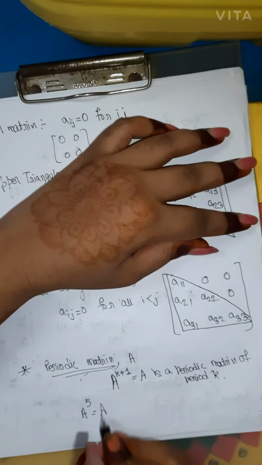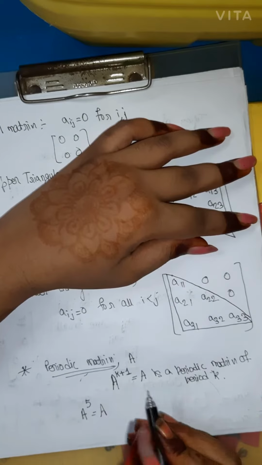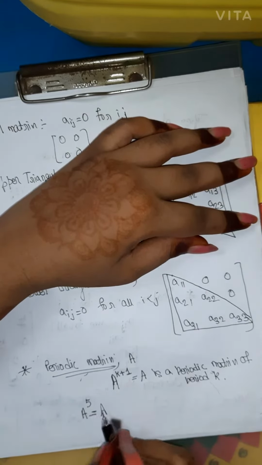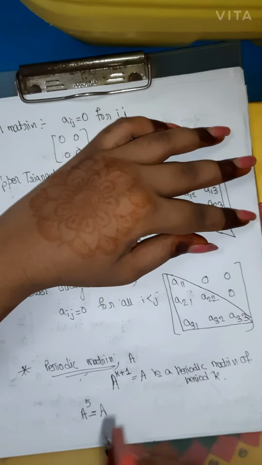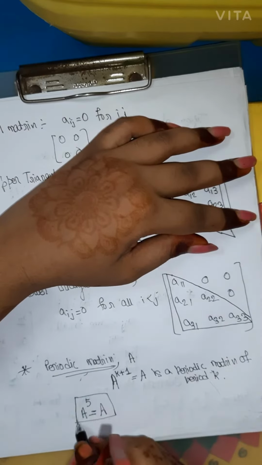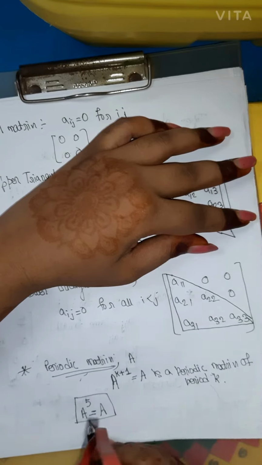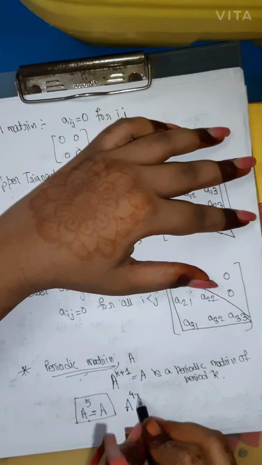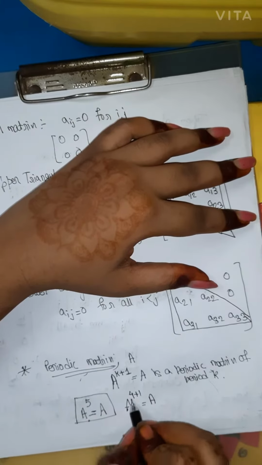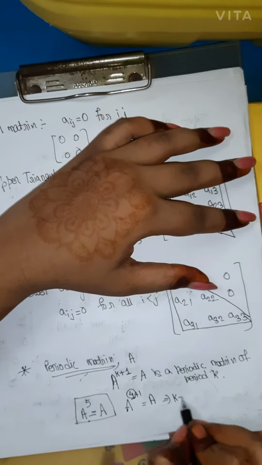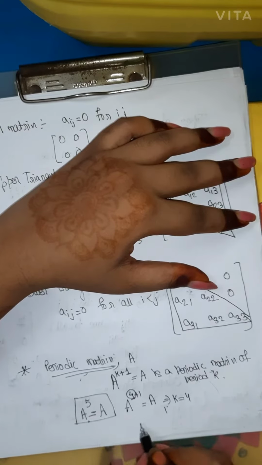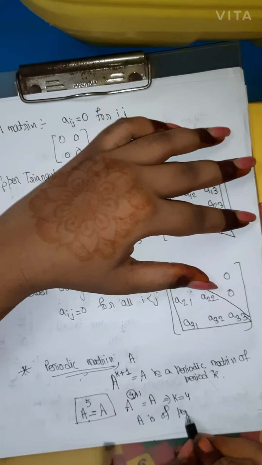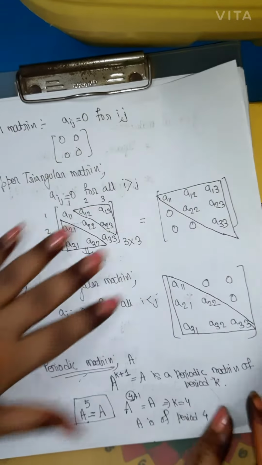If we multiply A by A to the power 4, meaning A into A into A into A into A, which will be equal to the initial matrix, that is A, then this will be A to the power 4 plus 1 is equal to A. So k here is equal to 4, therefore A is a periodic matrix of period 4. Understood?